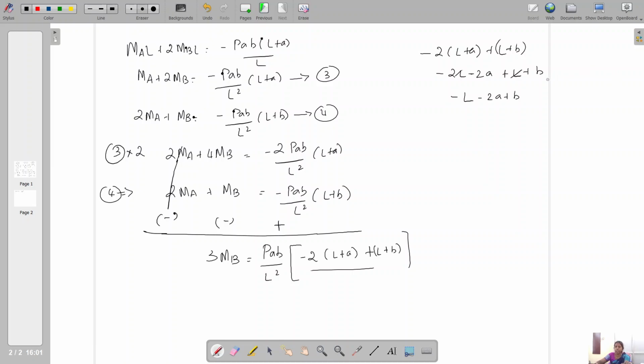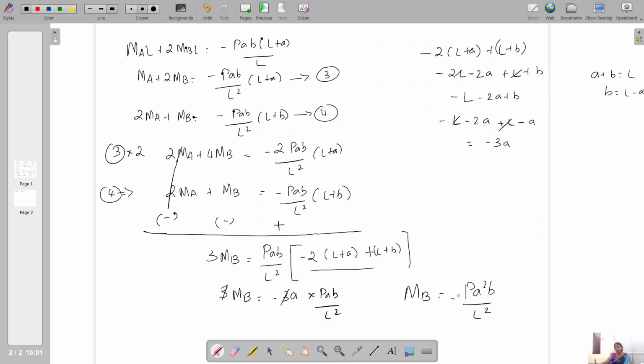I am going to replace B in terms of A. Since A plus B equal to L, B equals L minus A. So minus L minus 2A plus L minus A, and finally you get minus 3A. So 3MB equal to minus 3A into PAB by L square. If we cancel 3, finally we get MB equal to minus PA square B by L square.